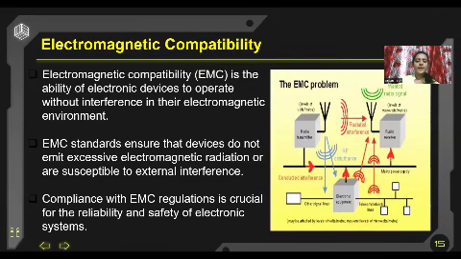Next is electromagnetic compatibility. Electromagnetic compatibility is the ability of electronic devices to operate without interference in their electromagnetic environment. It also ensures that devices do not emit excessive electromagnetic radiation or are not susceptible to external interference. Compliance with EMC, that is electromagnetic compatibility regulations, is crucial for the reliability and safety of electronic systems.